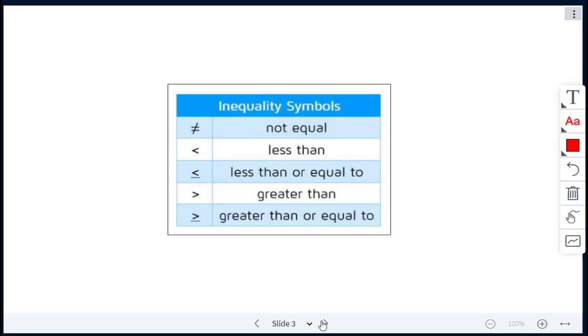All right, so just a review of these symbols. If you have an equal sign with the slash through it, that means not equal. Here we have a less than. This would be the less than or equal to sign. This is a greater than, and then the greater than or equal to sign. Okay, so that little line underneath means or equal to.